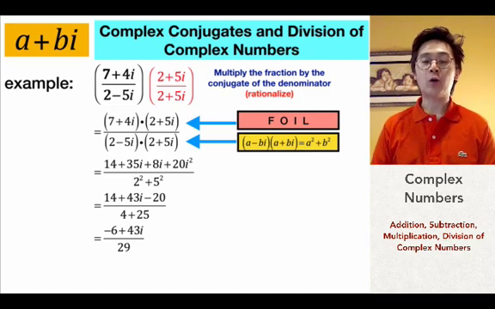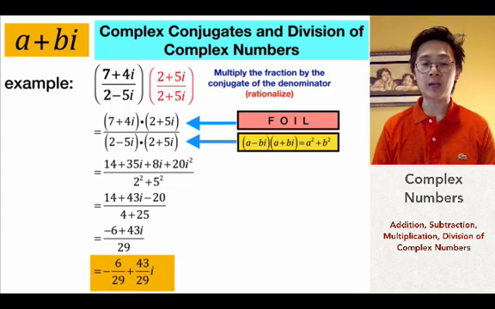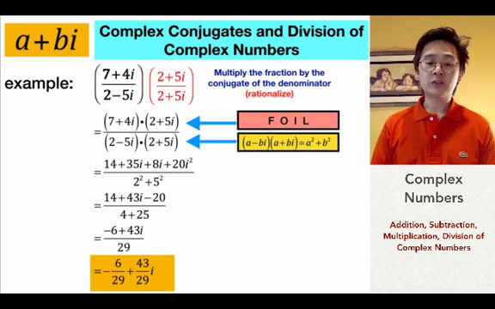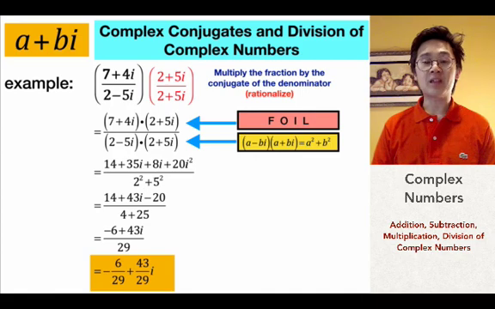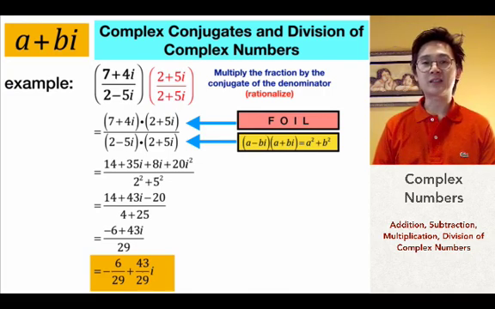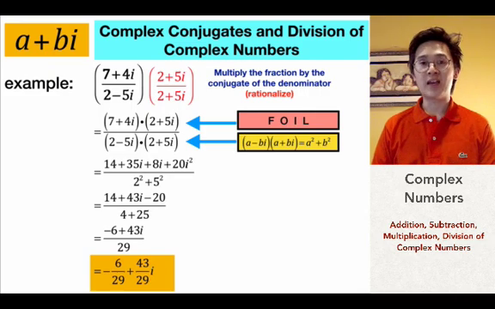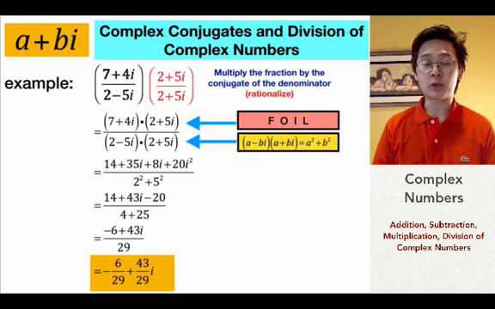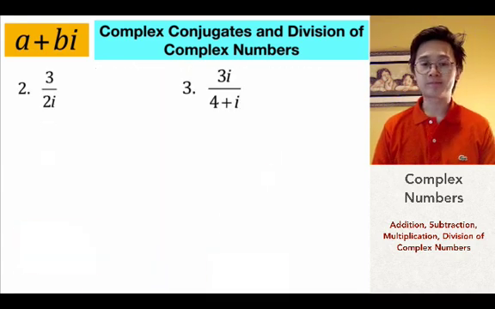Now, to simplify our answer in standard form, we're going to separate the real part and the imaginary part, leaving us with negative 6 all over 29 plus 43 all over 29i. So this is how we write fractions in standard form. Now, notice that when we are rationalizing this type of fraction, the numerator is always a little bit longer to work with as opposed to the denominator. Now let's have a few more examples on how we rationalize or divide complex numbers.